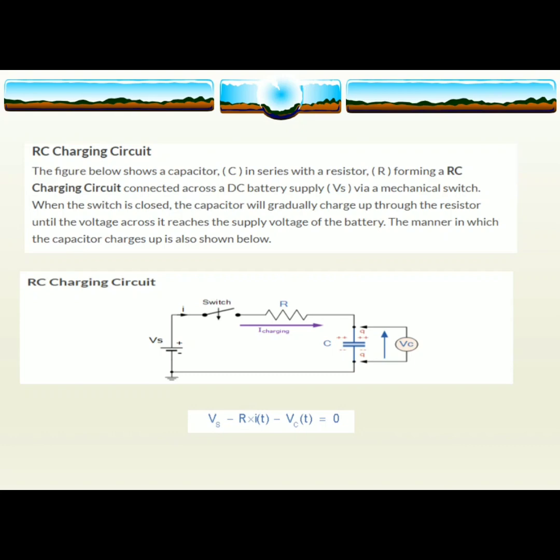Since the initial voltage across the capacitor is 0, Vc equals 0, the capacitor appears to be a short circuit to the external circuit, and the maximum current flows through the circuit, restricted only by the resistor R. Then by using Kirchhoff's voltage law, KVL, the voltage drops around the circuit are given as Vs minus R times I(t) minus Vc(t) equals 0.